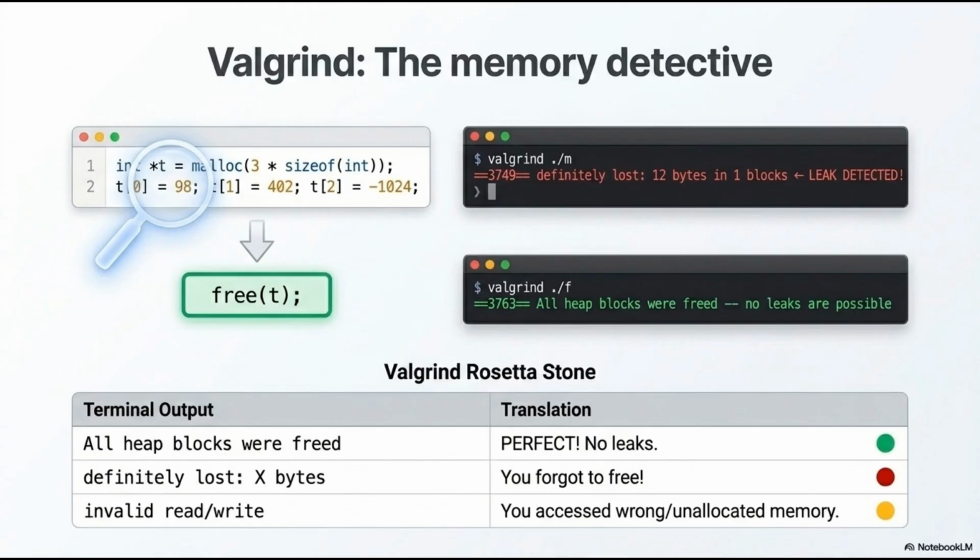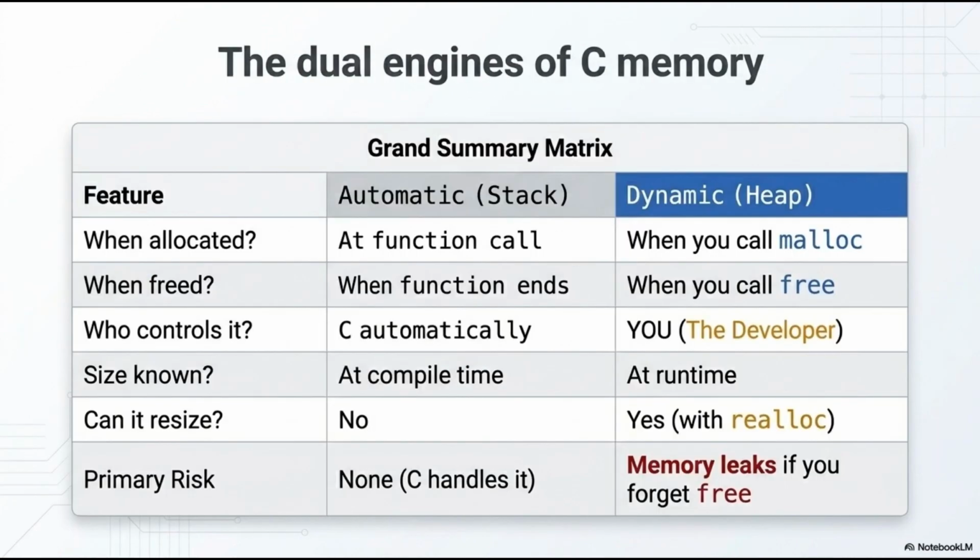And to be absolutely certain you haven't caused a leak, you use Valgrind. Think of it as our personal memory detective that will flag if you've lost bytes or praise you if all heap blocks were freed. If you run your program through Valgrind and the terminal says definitely lost X bytes, it means you forgot to free something. That broken link we talked about earlier just happened. If it says invalid read/write, you're touching memory you shouldn't be. But when you see that beautiful text saying all heap blocks were freed, you know your code is perfect. No leaks are possible. Let's lock in everything we've covered into a framework of mastery.